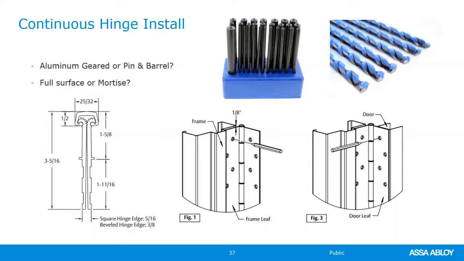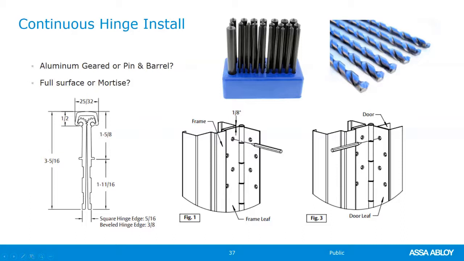Once I've done that and made sure that everything is straight, I deinstall that hinge from the door, take that hinge off of the door, move it to the frame, drop the hinge by 1/8 of an inch from the top of the frame, and then do the exact same thing.